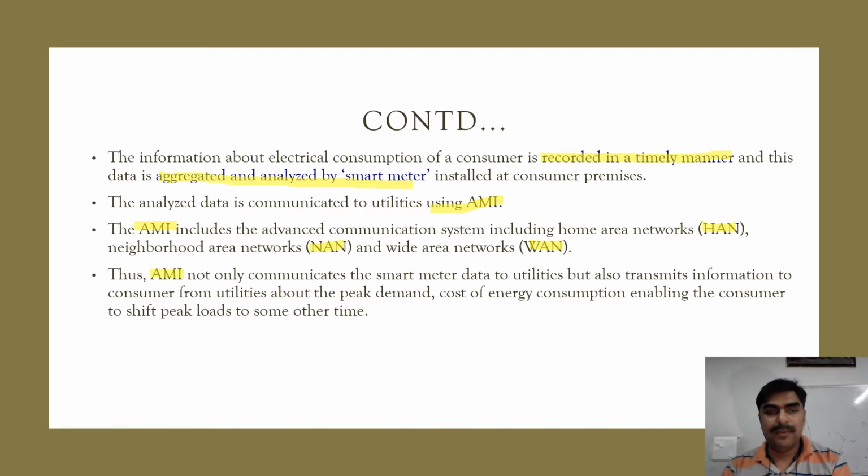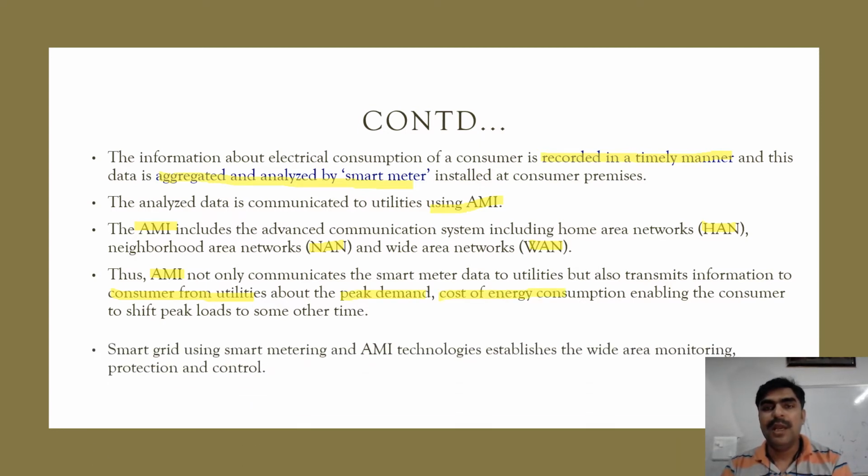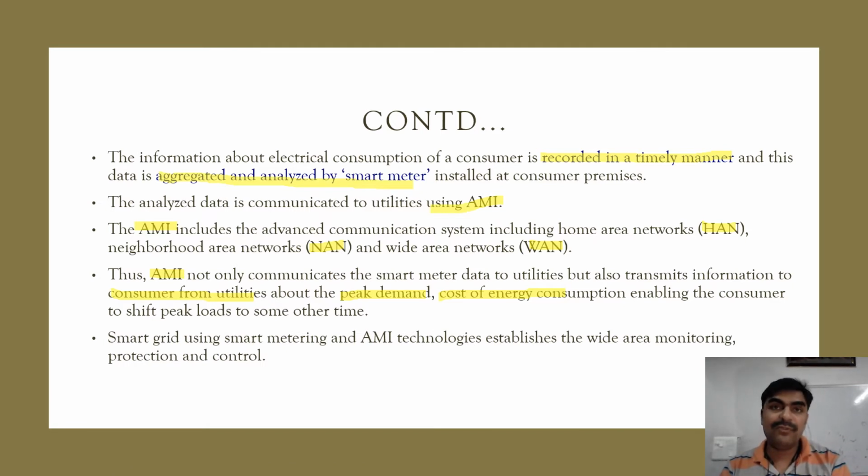Another feature of AMI is that it not only communicates the smart meter data to utilities, but also transmits information from utilities to consumers. The information transferred from the utilities to the consumer is the peak demand and the cost of energy consumption. Whenever this data is informed to the consumers in a timely manner, means in advance, then consumers can shift their demand from peak load to low load duration. So a smart grid using smart metering and AMI technologies establishes wide area monitoring, protection and control. These are the main features: protection, control and monitoring.